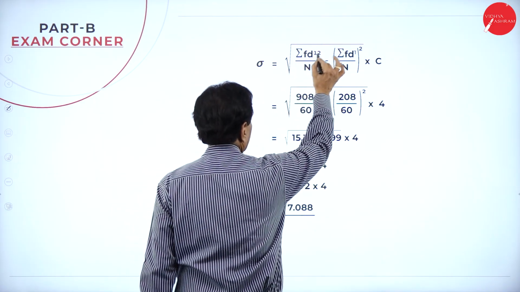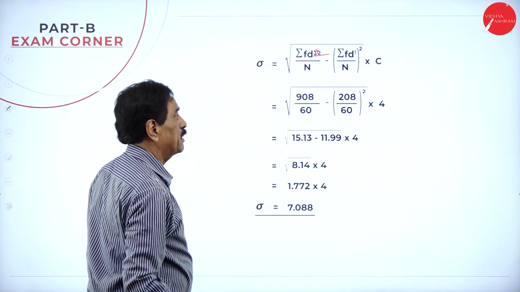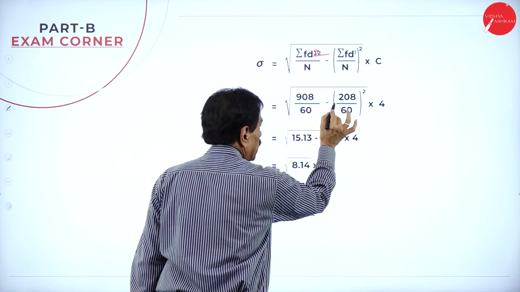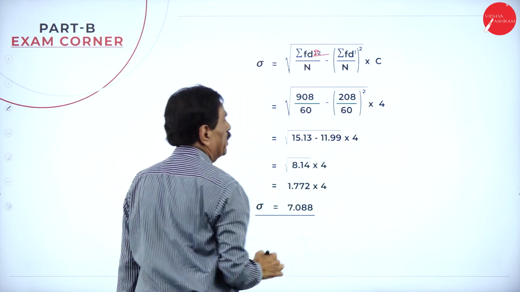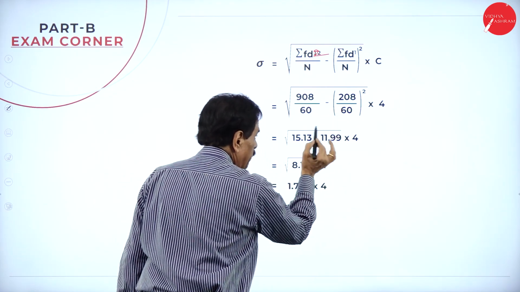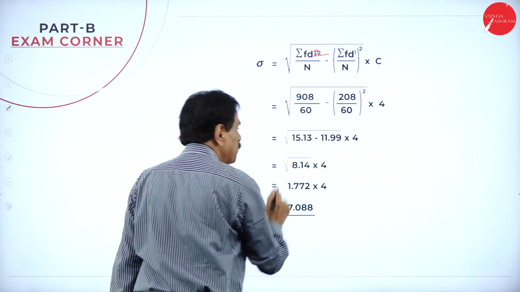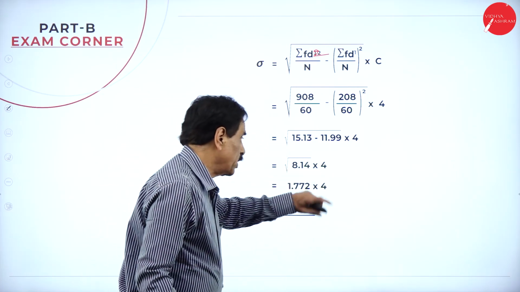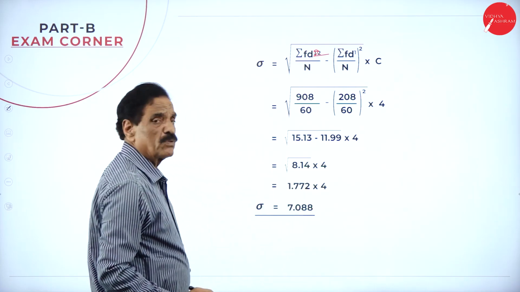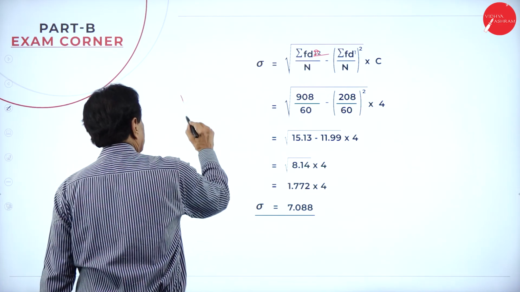Standard deviation is the root of sigma fx squared divided by n minus sigma fx divided by n, whole squared. So 908 divided by 60 minus 208 divided by 60 whole squared, into 4. This is 15.13 and this is 11.199, into 4. If we deduct this, we get 8.14. The 4 is outside the root. The root of this is 1.772 into 4. Your answer is 7.08. This is for 10 marks.